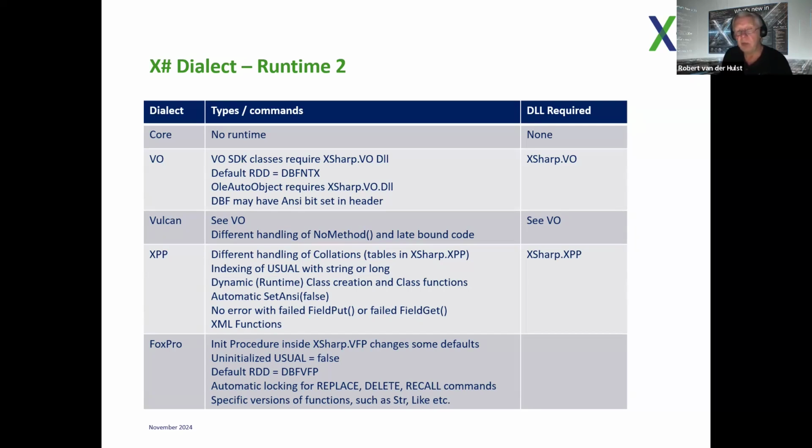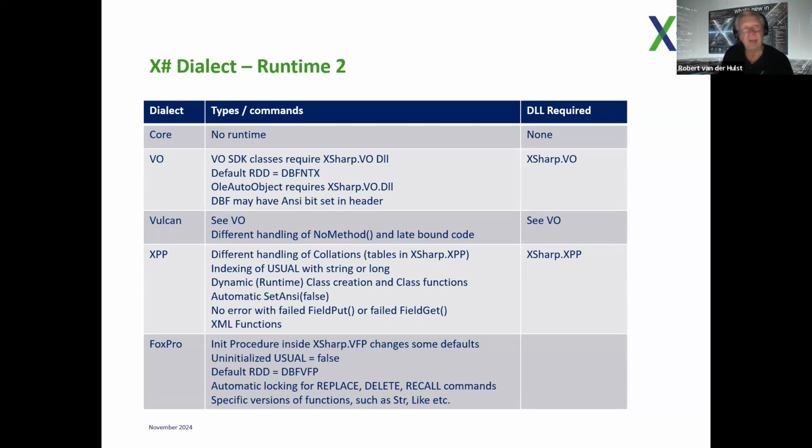Also, the default RDD, if you switch to the Fox Pro dialect, becomes DBFVFP, which is the RDD that supports the Fox Pro field types like datetime and auto increment, etc. And it also supports collations in the Fox Pro CDX files. And Fox Pro also automatically locks replace, delete, recall commands. So in the initialization code of Fox Pro, we set a specific auto lock function. We enable that so that your replace command will work without locking.